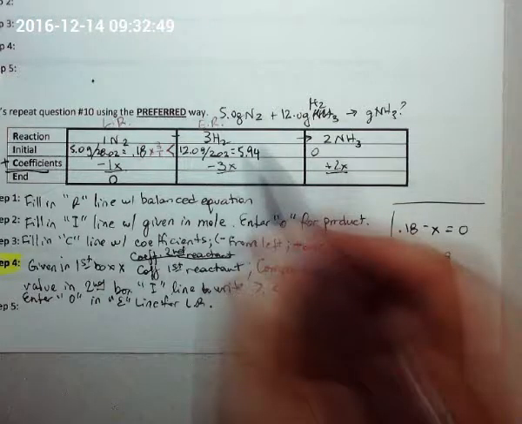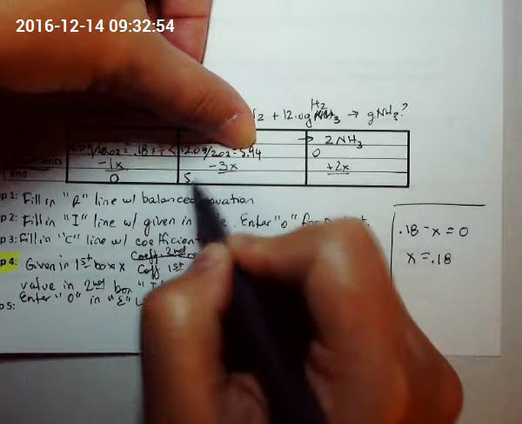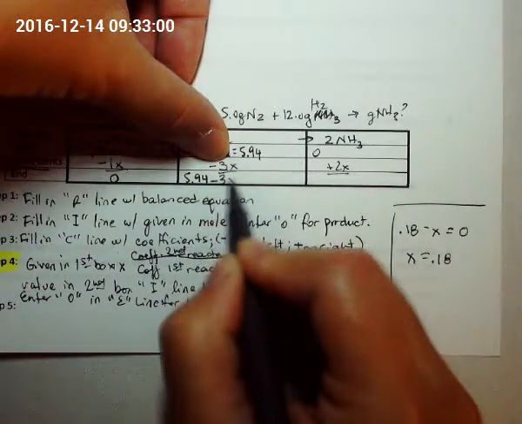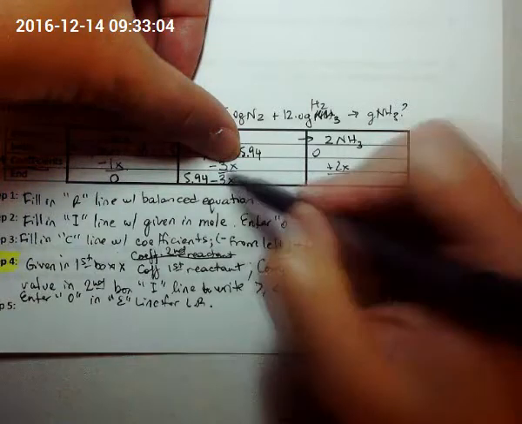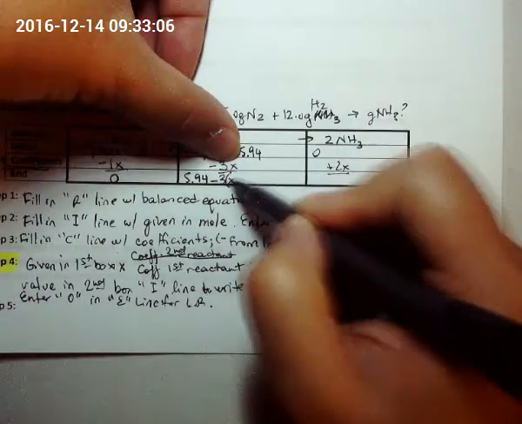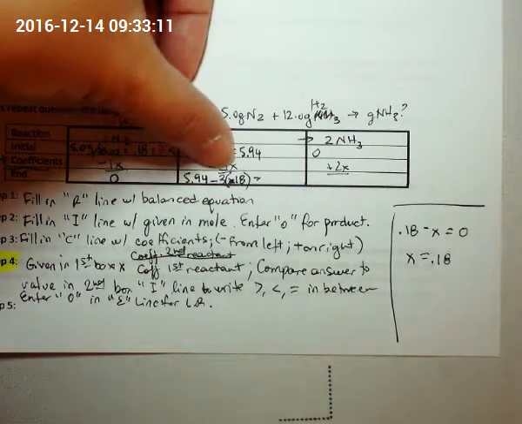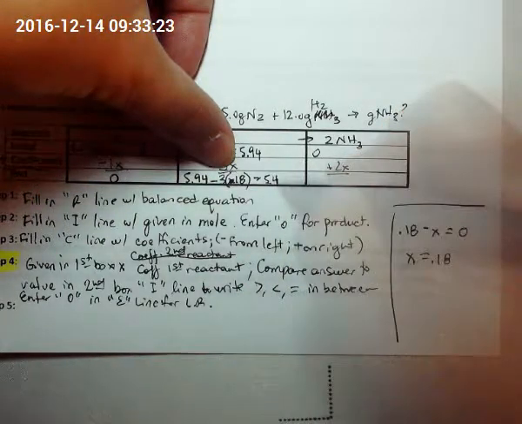So this E line here, again, would be from taking the I line for that column, 5.94, and adding it to the C line, minus 3X, right? But now I know what X is, right? So couldn't I just substitute that? So I'm going to go ahead and substitute 0.18. So it's 5.94 minus 3 times 0.18. Is it 5.4? 5.4. And then what about this?